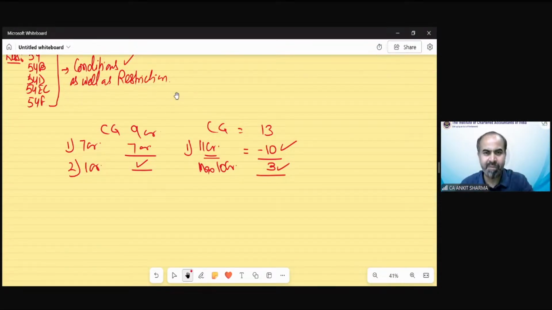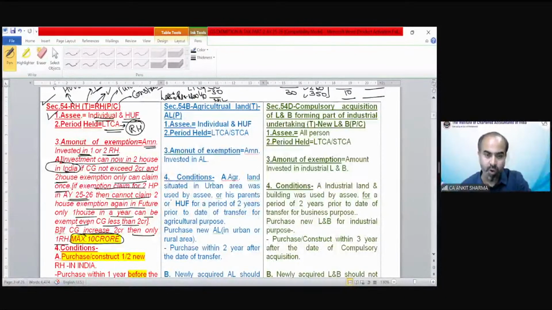We have multiple questions regarding this. First of all, just try to understand the provision. As I always tell you, when you are going through a numerical topic, we are able to understand it only when we practice the numericals. So first, understand the concept: you should transfer one residential house, and you can purchase or construct another residential house to claim exemption.